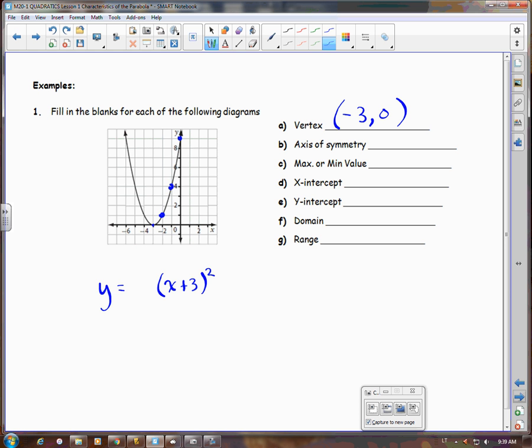So our axis of symmetry, x is equal to the p value of the vertex, right? X is equal to negative 3. That's our axis of symmetry. That's the vertical line that we would draw that splits our parabola nice and easily into 2 equal parts. Okay, maximum or minimum value? Well, because it opens upward, we should circle the minimum. And the minimum in this case is y equals 0.